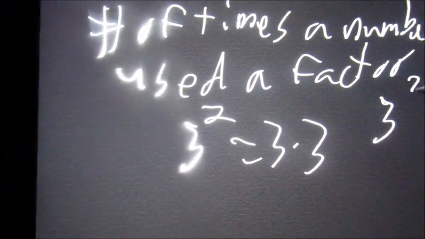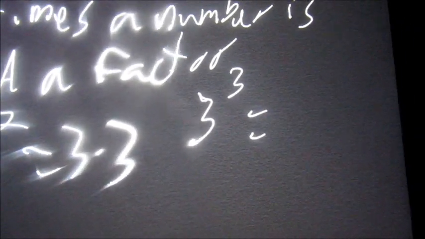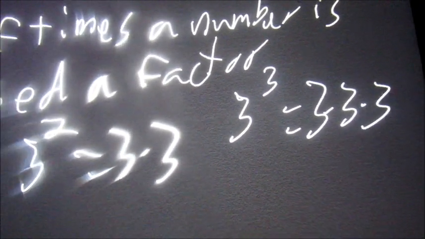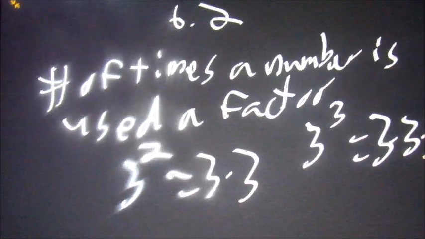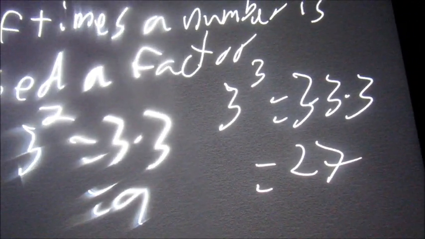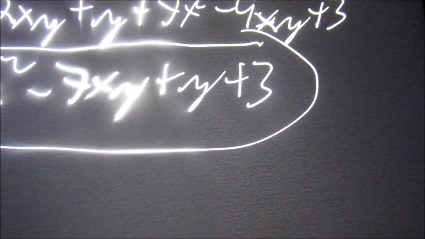If we had 3 raised to the 3, 3 is used as a factor 3 times. So 3 times 3 times 3. And so 3 squared equals 9. 3 raised to the 3 is 27. 3 times 3 is 9, times 3 is 27.